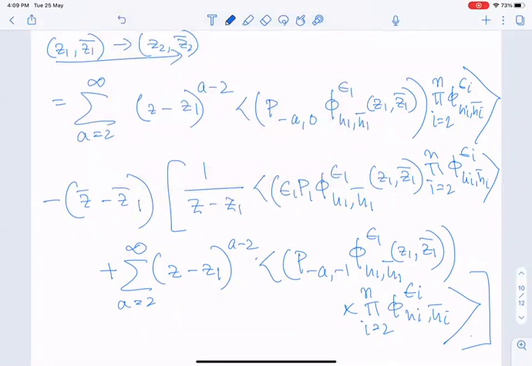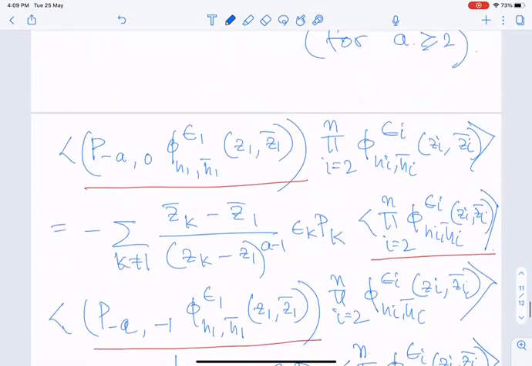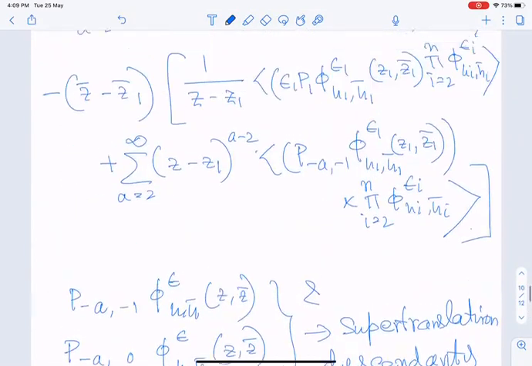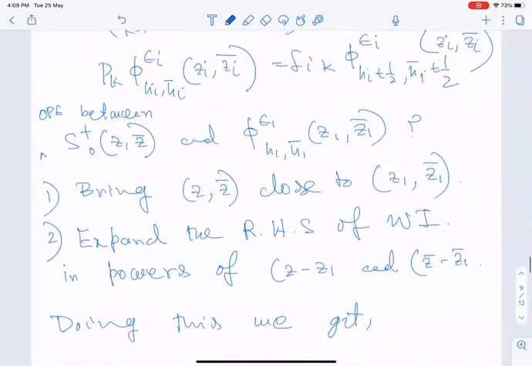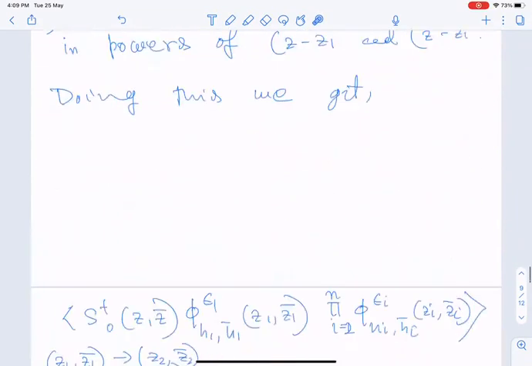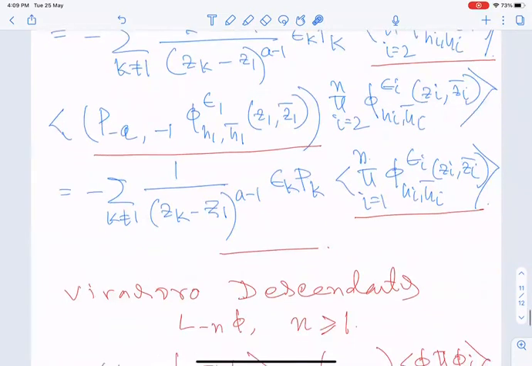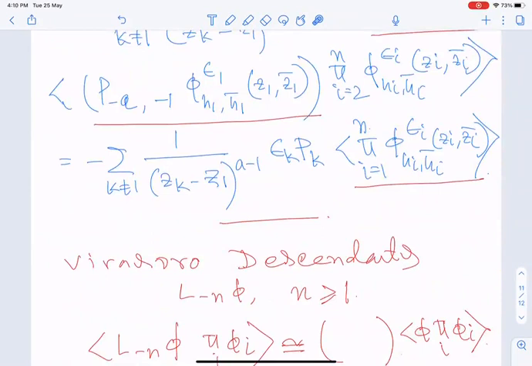Shamik, these P_K are differential operators, are they? No, these P_K are not. They just raise the dimension by half. So this is what they do. And these differential operators, of course, will come at the end. Okay, are there any other questions?